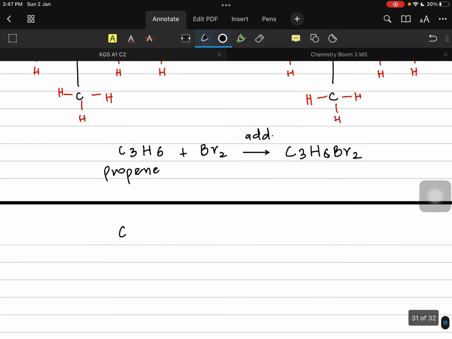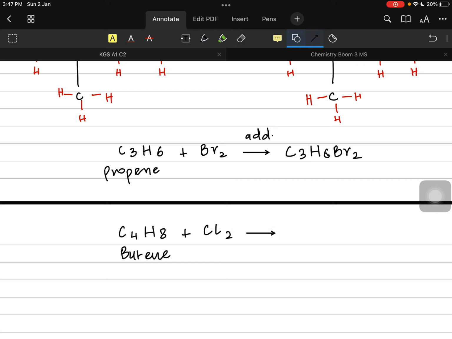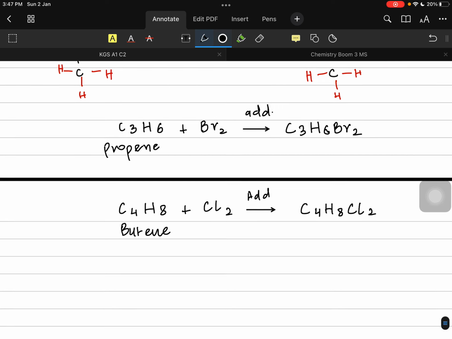Similarly, if it was butene, for example, C4H8 was butene. If you do the addition of chlorine, what you do is you don't remove anything. The number of carbon remains the same, C4. The number of hydrogen still remains the same, H8. But you get two new chlorine atoms joining it because the double bond was broken down and each carbon gets one chlorine. So as a whole, the molecule gets one chlorine on each of those carbons.